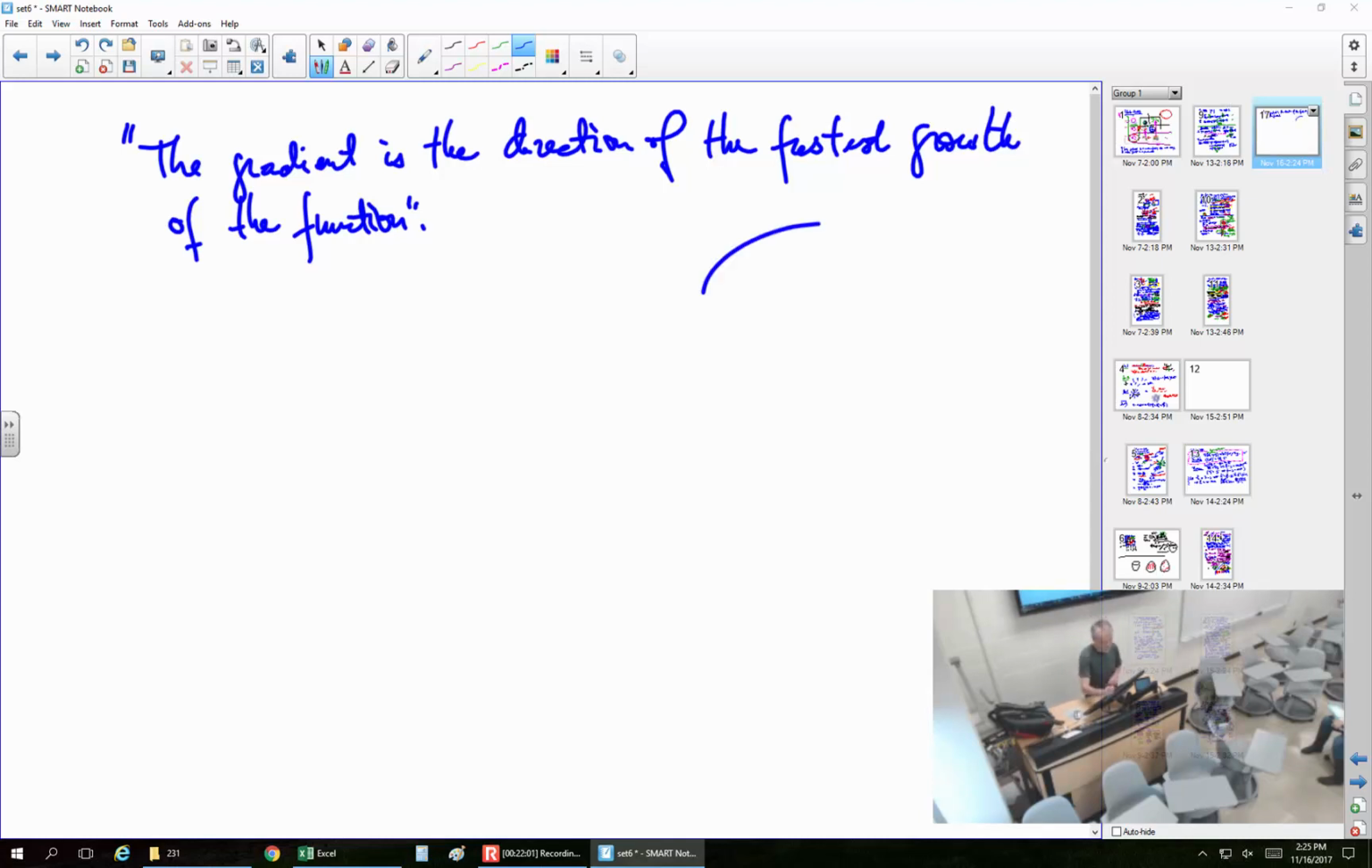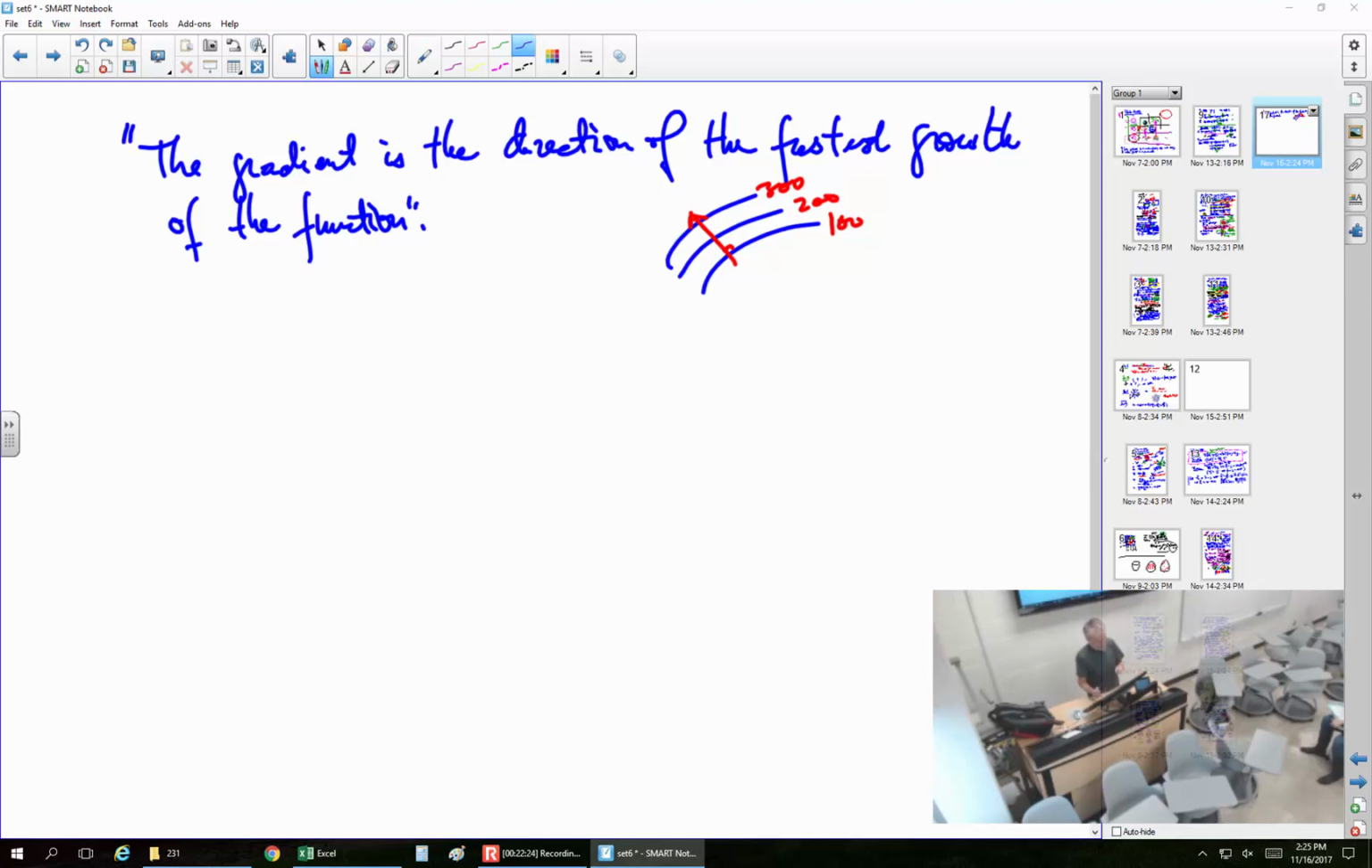Remember, like this. If these are level curves, then we're going like this, and we are definitely climbing. So if it's 100, 200, 300, which way do you go? You go perpendicular to those level curves. But that is not good enough now. We want to make it a precise statement and prove it.